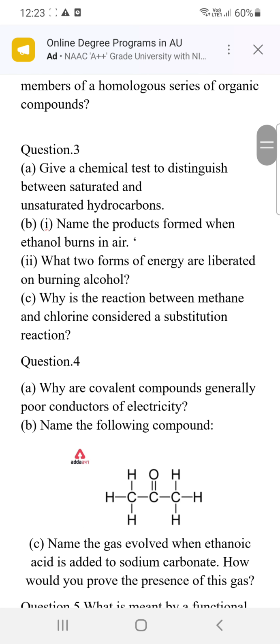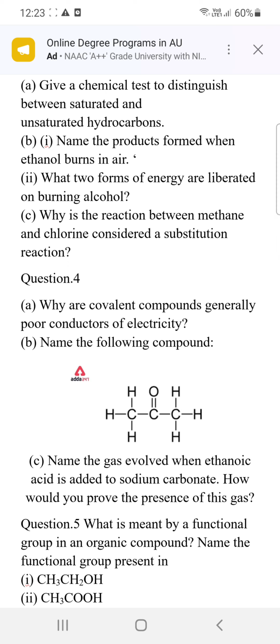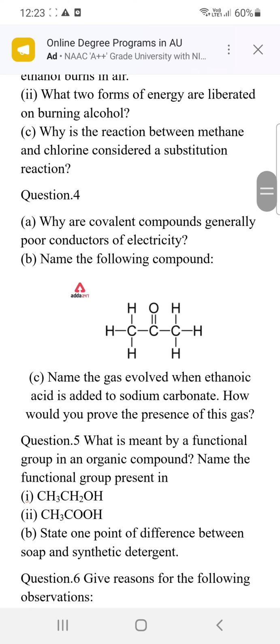Next is, name the products formed when ethanol burns in air. We know it is CO2 and water, along with heat evolved. Two forms of energy are liberated on burning alcohol: one is heat, the other is light. Why is the reaction between methane and chlorine considered a substitution reaction? Because one of the hydrogens is replaced by chlorine, and this reaction goes on till all of the hydrogens of the methane are replaced by chlorine.